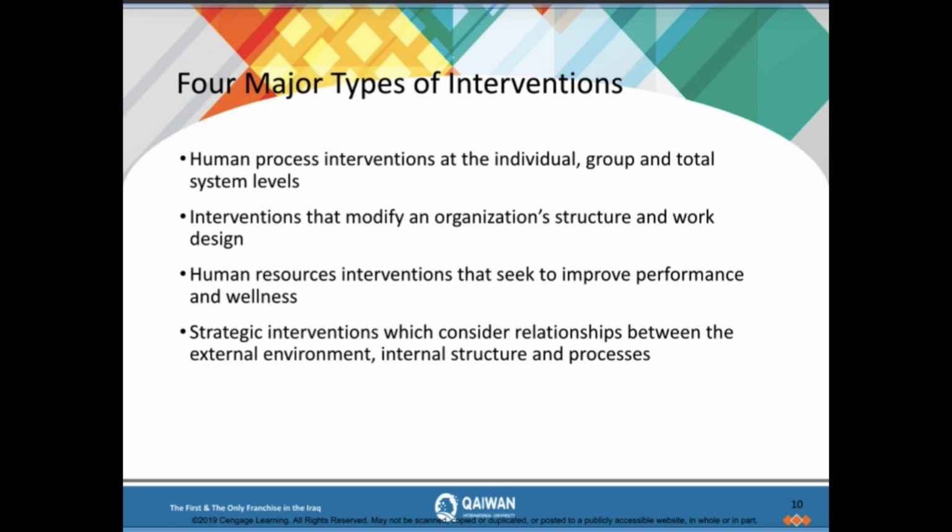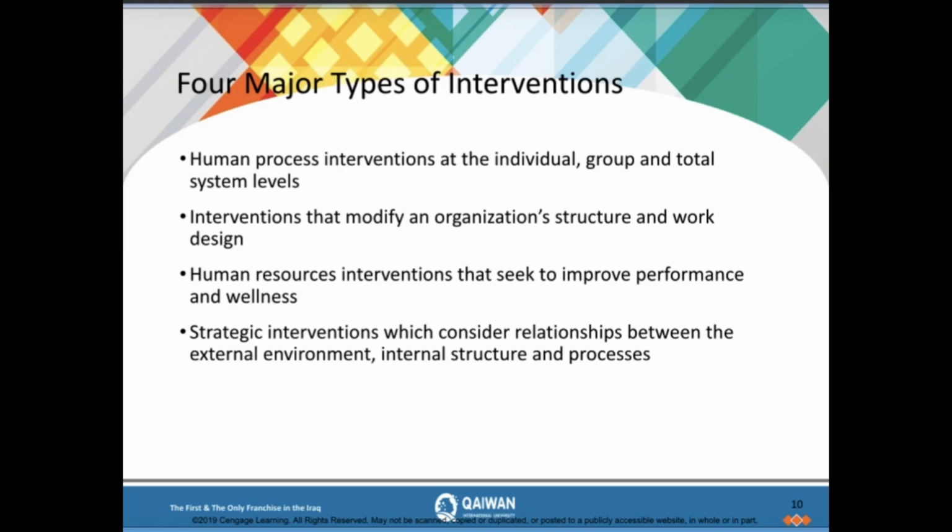And the second one is interventions that modify an organization's structure and work design. This involves changing how work is organized, reporting relationships, or the formal hierarchy. And the third one is human resource interventions. This type of intervention aims to improve employee performance, satisfaction, and wellness.